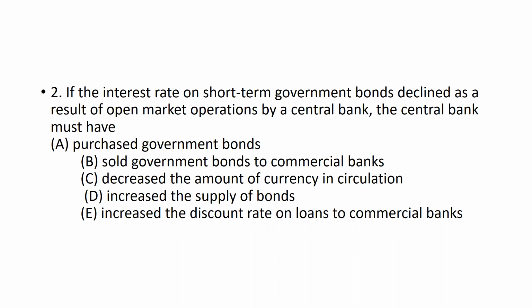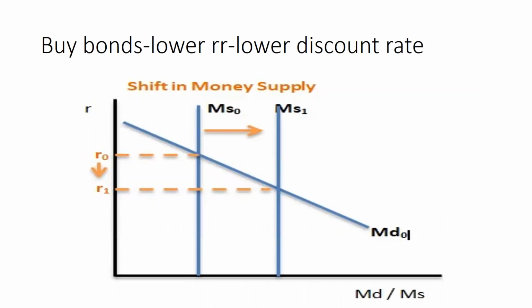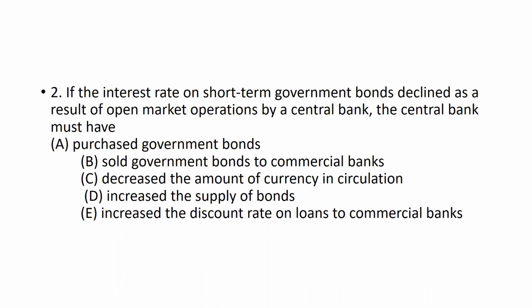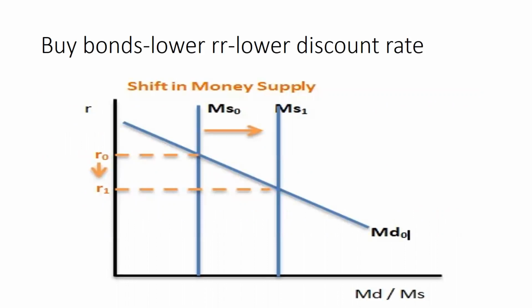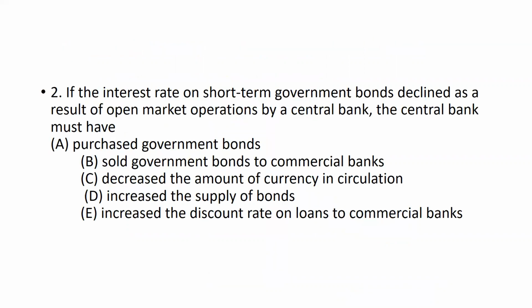So here, if the interest rate on short-term government bonds declines as a result of open market operations by the central bank, what must have happened? All right. So the first thing I would do is look at the money supply and demand graph. Whenever I see something about central bank open market operations, I'm going to think of this graph. For interest rates to decline, the money supply has to increase. There are three things that will increase the money supply: buying bonds, lowering the reserve requirement, or lowering the discount rate. So now I'm going to look at my multiple choice answers. Purchase government bonds is A, so A will be it.